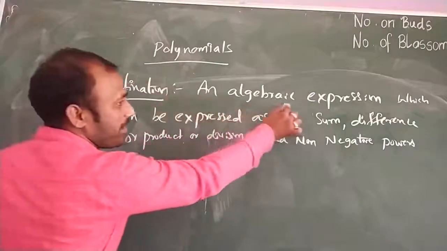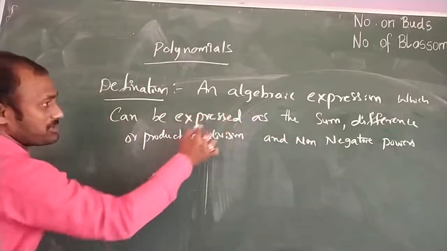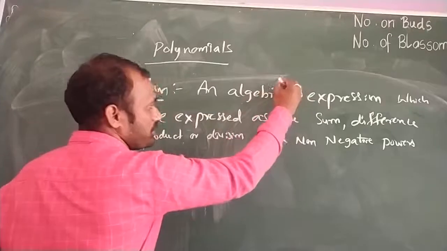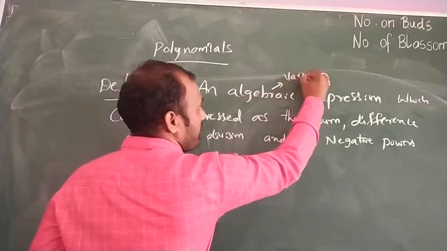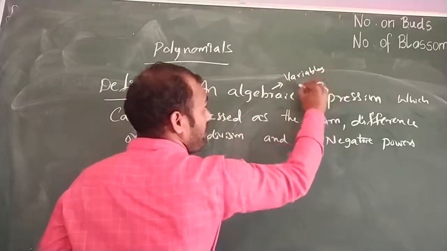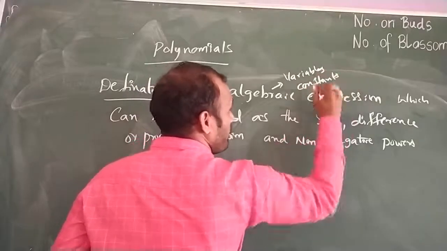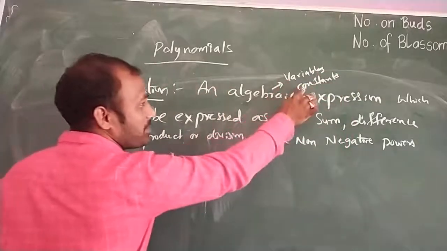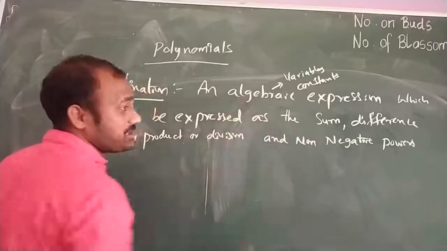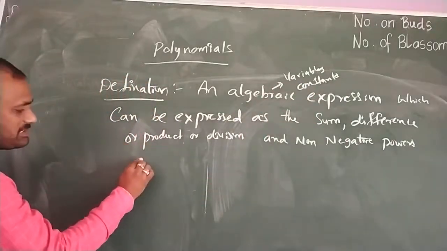So it is an algebraic expression. An algebraic expression is one which consists of variables and constants. So if an expression is having a variables and constants combination, we have to call it an algebraic expression. So let me give an example first.